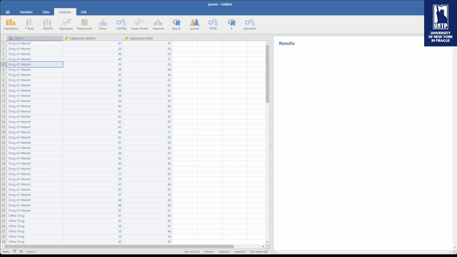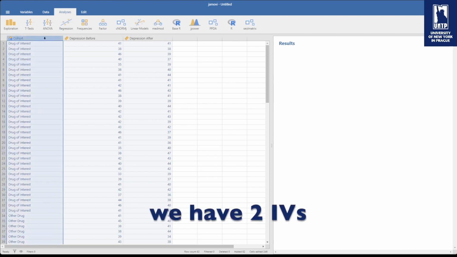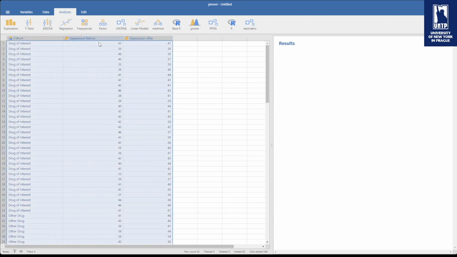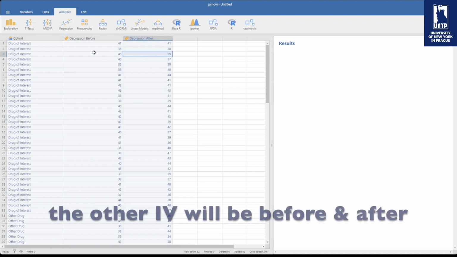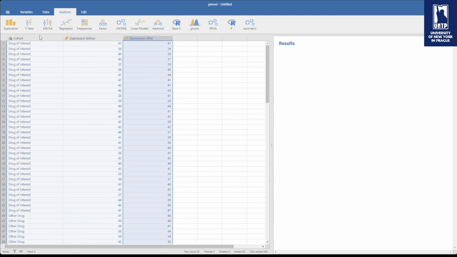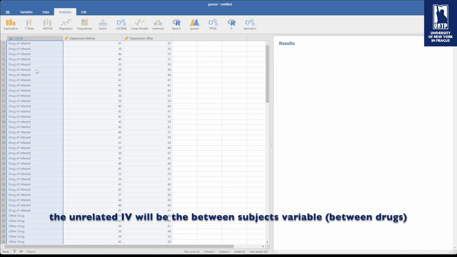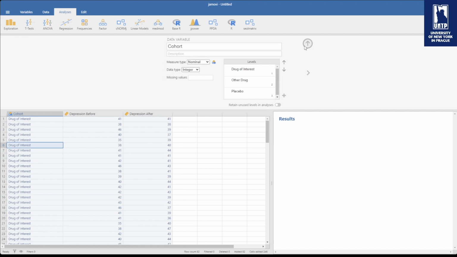So, here in Jamovi, we will go through step by step as usual, so just follow and bear with me. We will unravel the mysteries of this, well, quite complicated at first test. Alright, so as you can see, we have two IVs and the DV is not precisely in here. The DV will be the depression scores. The related IV will be before and after. And the unrelated IV will be the between subjects, so between drugs: drug of interest, other drug, and placebo.